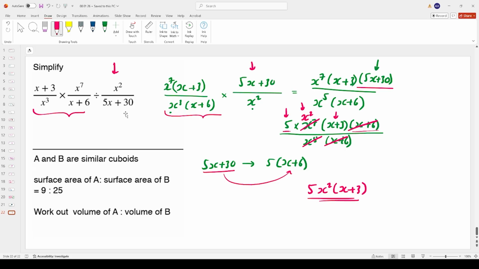Can everyone look at the next question? A and B are similar cuboids. I want everyone to try this question, yeah? Every single person. Even if it's an I don't know. So A and B are similar cuboids. Surface area of A to surface area of B. Work out the volume A to B.